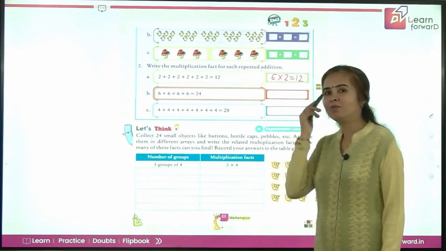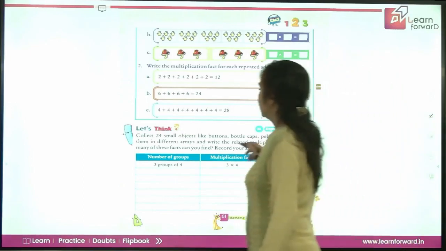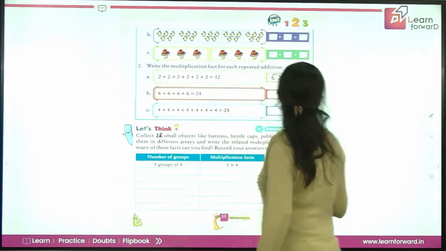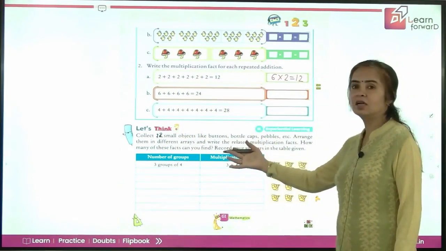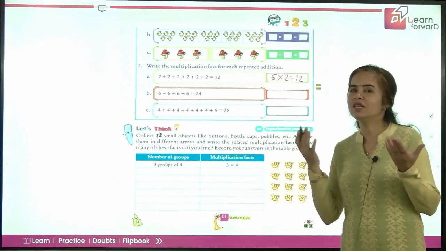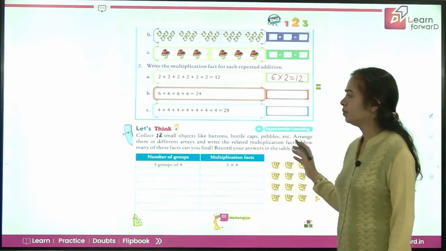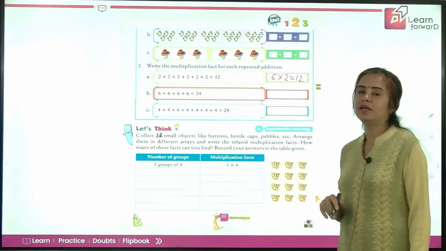Now, it's time to think something. So, what does this say? Collect 12 small objects. What such small objects can be? You can collect buttons, bottle caps, pebbles, marbles, anything. You can even collect your erasers also if you want to have fun in the class. Arrange them in different arrays and write the related multiplication fact.